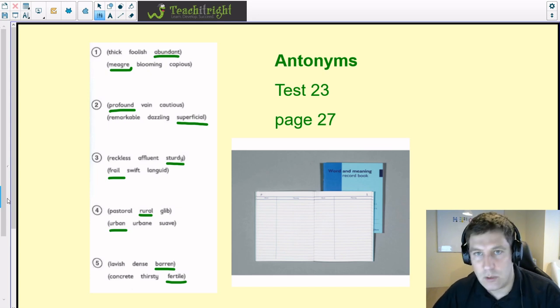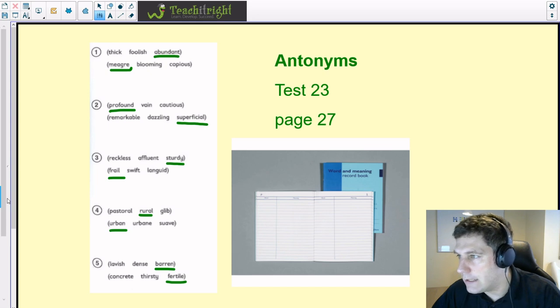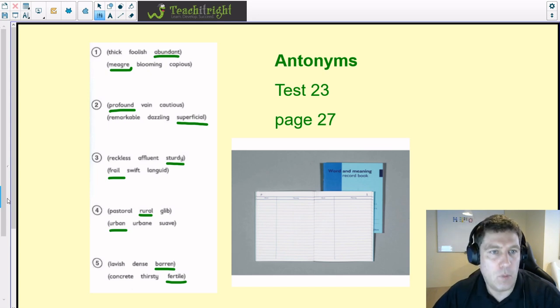I know our tutors will like to check with you when you come back to our lessons, whether you've been using your word and meaning book, so please do that. So, number 1, you've got thick, foolish, abundant, meagre, blooming and copious.